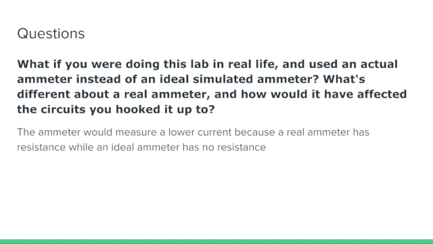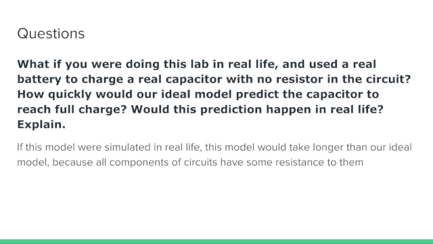Now, if you were to do this lab in real life and use an actual ammeter instead of a simulated one, this would change because it would measure a lower current, because a real ammeter has resistance while an ideal ammeter has no resistance. Also, if we were to simulate this model in real life, it would take longer than our ideal model because all components have resistance to them.